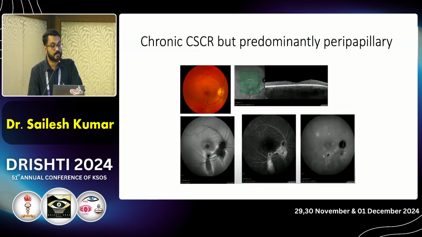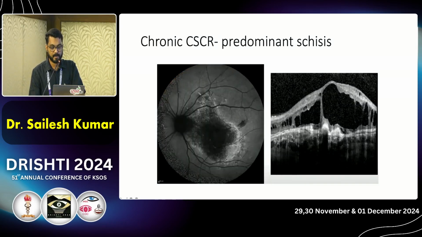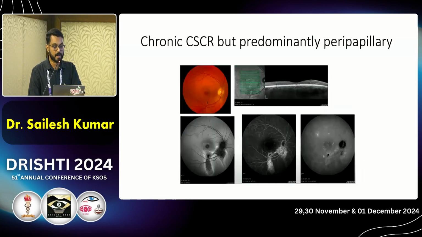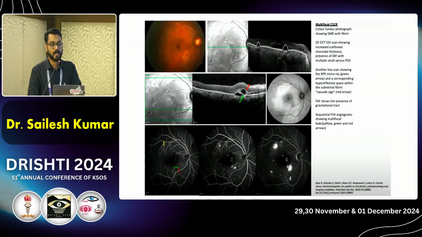Then this is a picture of chronic CSCR, but predominantly peripapillary. You can see the extensive RPE atrophic areas peripapillary. This is another variant of chronic CSCR with predominant schisis, macular schisis. These two carry a very poor prognosis. And then there is multifocal CSCR, in which you get multiple focal lakes all over, as you see here.